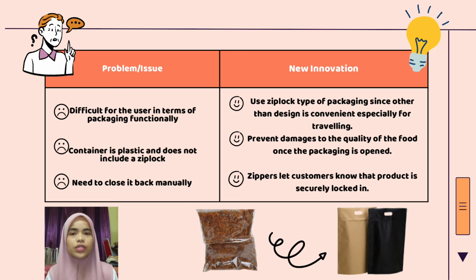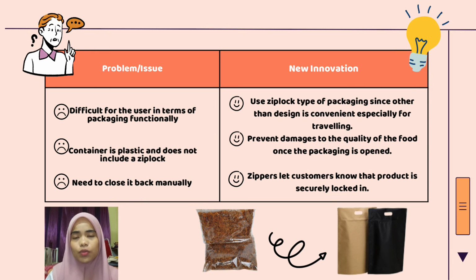The issue that relates to serunding daging packaging is that it is difficult for the consumer or customer to use, as it lacks functionality in terms of the packaging itself. As we know, serunding daging does not include a ziplock and it uses plastic as its container. Once the packaging is open, customers need to close it back manually using a strap or put it in a container before storing it, since the plastic bag will remain open if there is no external factor used to keep it closed. As a result, the packaging is not user-friendly because it causes problems for the consumer once it is open, especially if the customer wishes to travel or bring it somewhere.